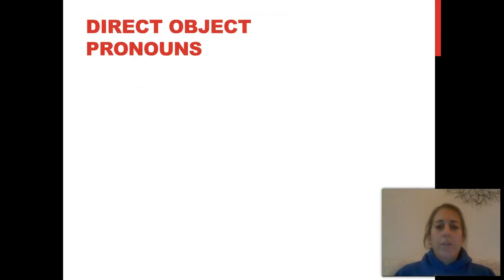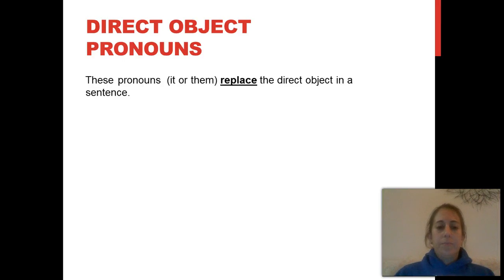Now let's talk about direct object pronouns. These pronouns replace a direct object in a sentence. Okay? Now I want you to think about this. And on your notes, you might want to someplace do a better job of identifying that our pronouns in English are either it or them for right now. Okay? Our pronouns we're talking about right now is going to be it or them. Make sure you're comfortable with that.